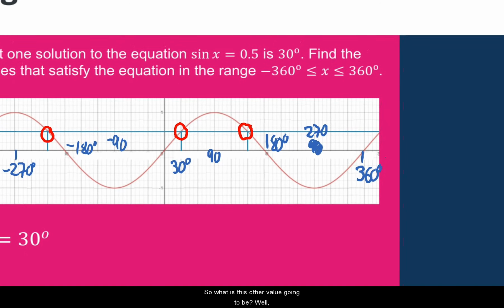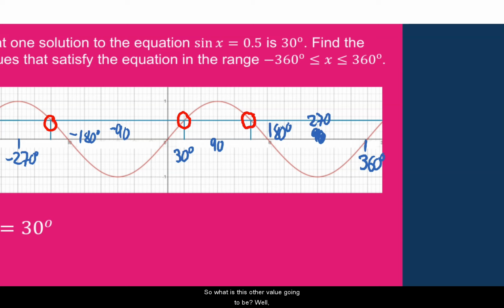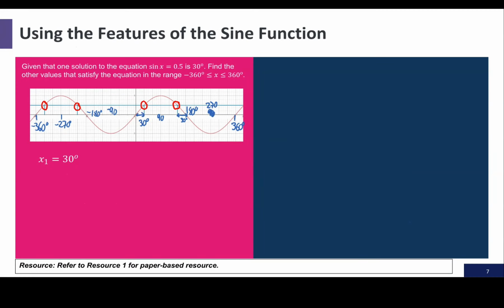So what is this other value going to be? Well, we know that this gap here between 0 and 30 is 30. And that is going to be the same as this gap here, which is also 30. So therefore the second value is going to be 150 degrees.